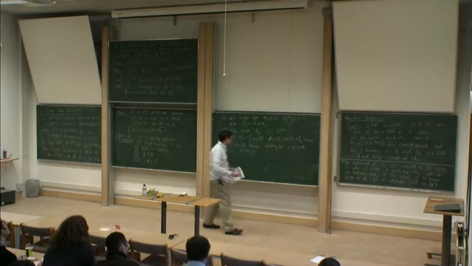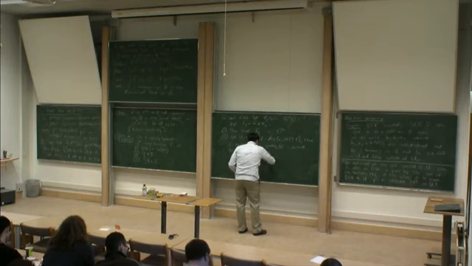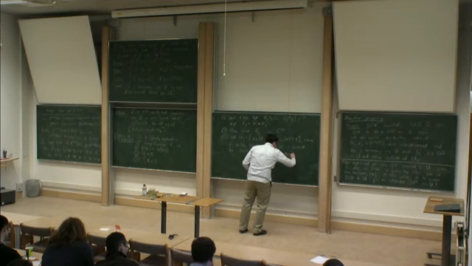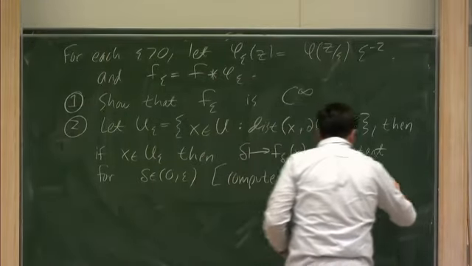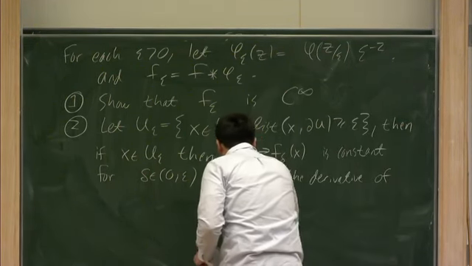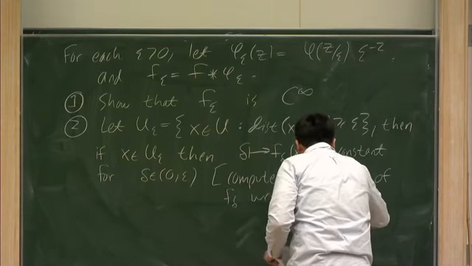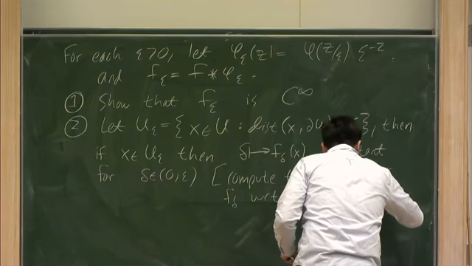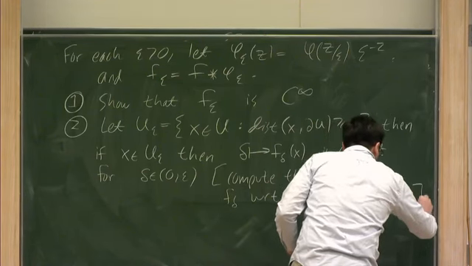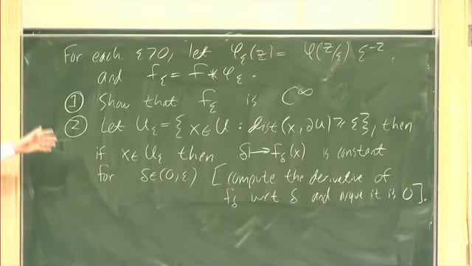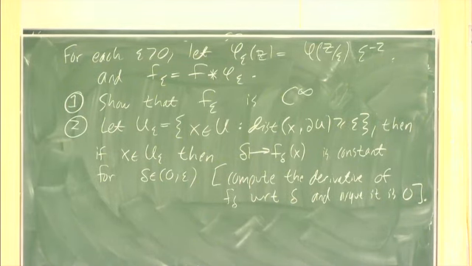And the way that you prove this is that you can just compute the derivative of f delta with respect to delta and show it's equal to 0. Okay, so the first step you might see immediately just looking at it. The second one requires just a little bit of thought, and here is one of the places where we use the fact that this f was supposed to be harmonic in the distributional sense.